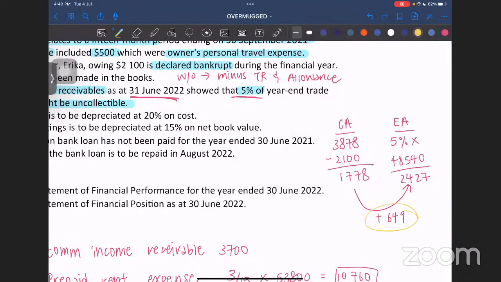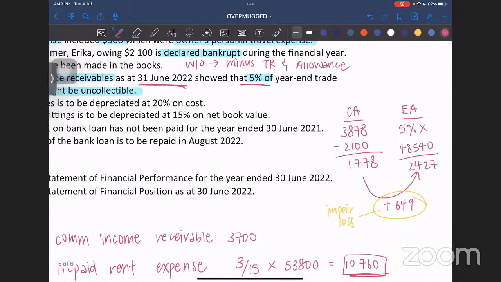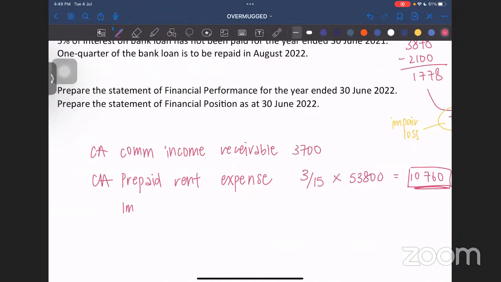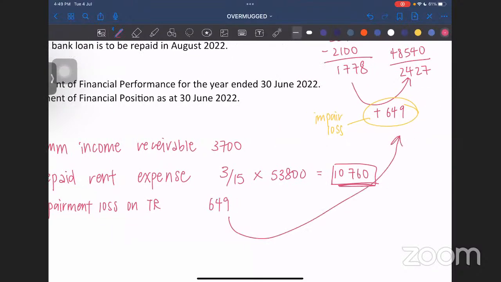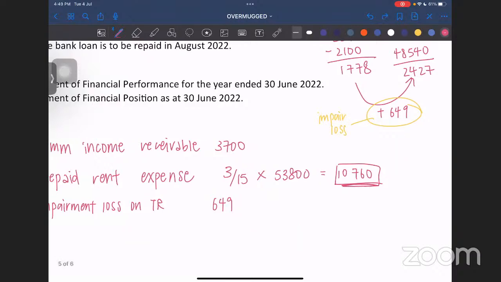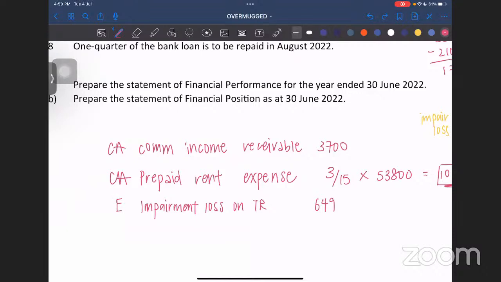Okay, what do I call this 649? This is my impairment loss on trade receivable. Okay, so I will come down here and I will create impairment loss on trade receivable, 649. So I will take the difference amount, that will be my impairment loss. Okay, so impairment loss, this is an expense.